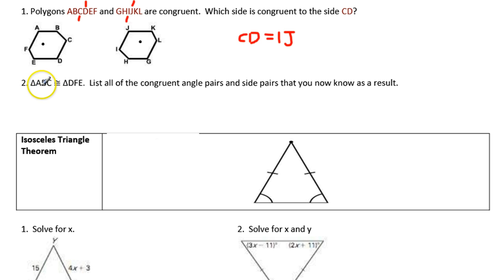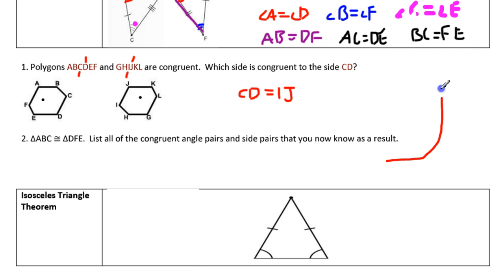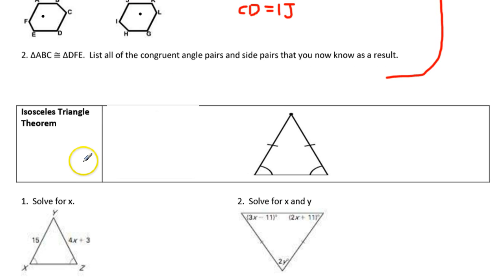Next thing you're told here, number 2, ABC is congruent to DFE. List all the congruent angle pairs and side pairs that you now know as a result. Well, since we wrote them up here, we're actually just going to point up here. But the idea is that the first letter and first letter, A and D, B and F, C and E, and then all the pairs of two letters that'll form your sides.